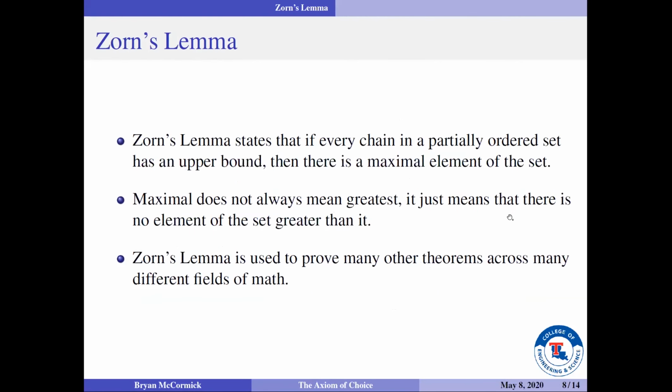This leads us to Zorn's lemma. Zorn's lemma states that if every chain in a partially ordered set has an upper bound, then there is a maximal element of the set. Here, maximal doesn't necessarily mean it's the greatest element. It doesn't mean that it's greater than every element in the set. It just means that there's no element of the set, by the partial order, that is greater than that element. So you could have multiple maximal elements. You could have just one, but it's good to know that it's not necessarily the greatest element in the set.